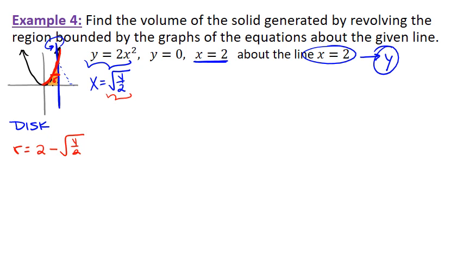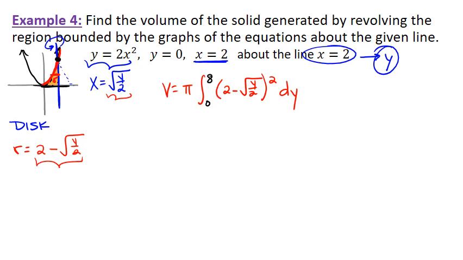So I can go ahead and set this up. My volume is pi times the integral of the radius squared, which is this. So I'm going to have 2 minus the square root of y over 2, quantity squared, dy, because this is my radius. I now need to identify my limits of integration. Since we're dealing with everything in terms of y, I will integrate from 0 to this y value, which we found in a previous example to be 8.